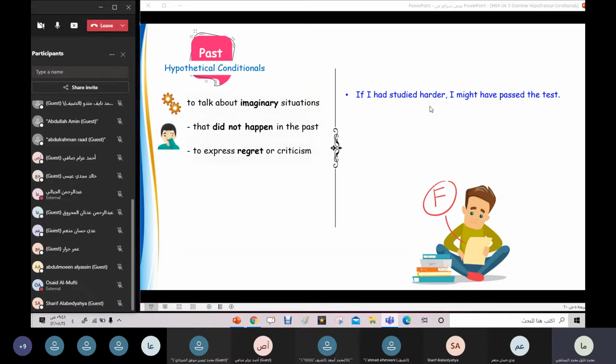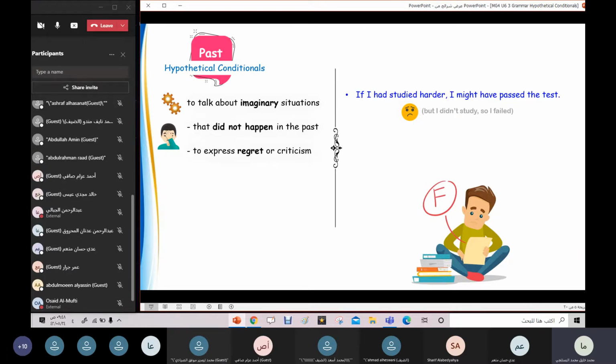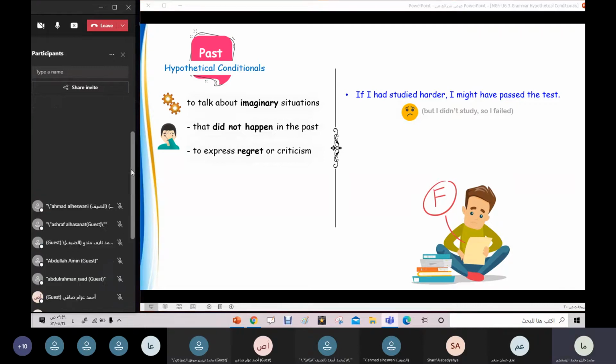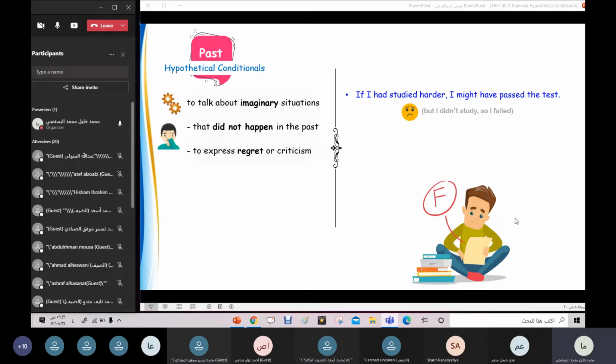Now, if I ask you about the facts, what are the facts for the sentence? If I had studied harder, it means I didn't study. This is the fact, and I didn't pass the test. So here, if you want to talk about the facts: I didn't study and I failed, I didn't pass. So here we use what? Imagined sentences. We imagine the opposite.